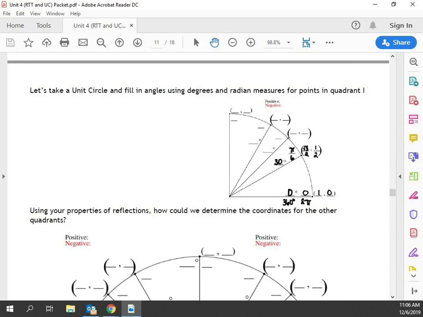We've done 30 degrees. Let's move up to the next one, which is going to be 45 degrees, or written in radians is what? Pi over 4. This one's the easier one, guys. Because it's 45 degrees, what did we notice about the x and y coordinates earlier? And what were those values?